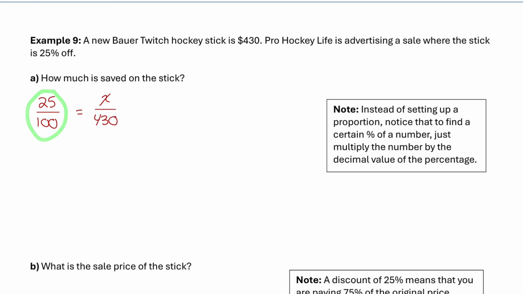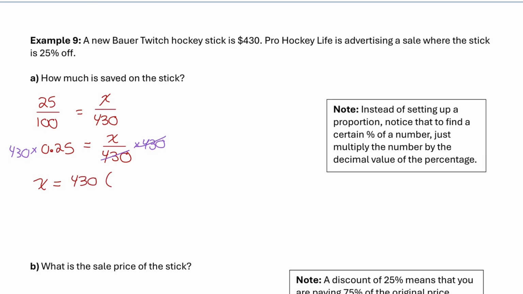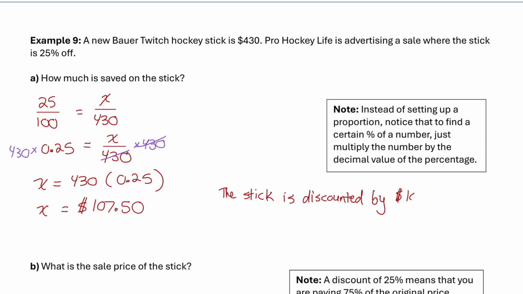25 divided by 100 is 0.25, and then isolate x by multiplying by 430 on both sides. And you can see to get x, which is what 25% of 430 is, we're just multiplying 430 by 25% as a decimal, which is 0.25. And 430 times 0.25 is $107.50. So the stick is discounted by $107.50.